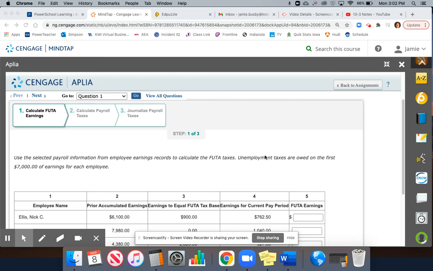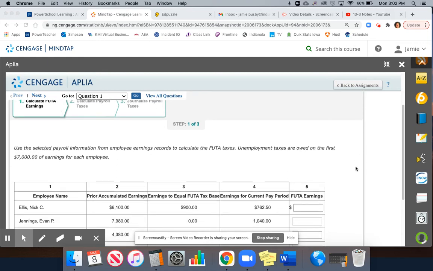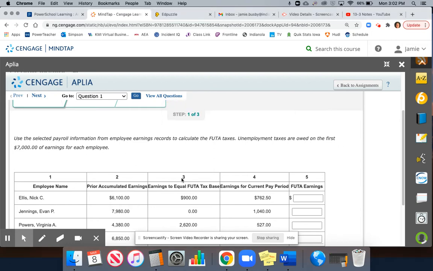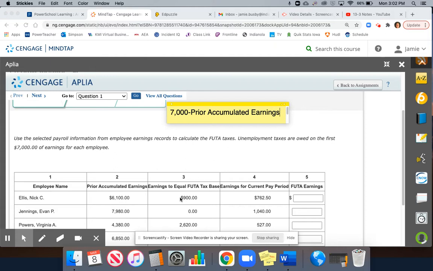In 13-2 work together, we need to calculate our federal unemployment taxes. So the first thing we need to do is determine what amounts are eligible for federal unemployment tax. So we need to calculate $7,000 minus our prior accumulated earnings, which gives us this column 3 here, which is how much more needs to be earned in order to reach that $7,000. Column 4 tells us how much we earn this pay period.